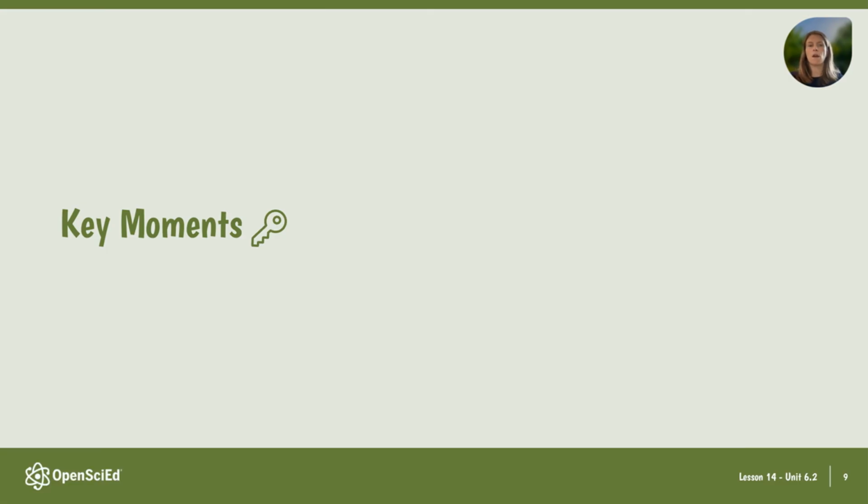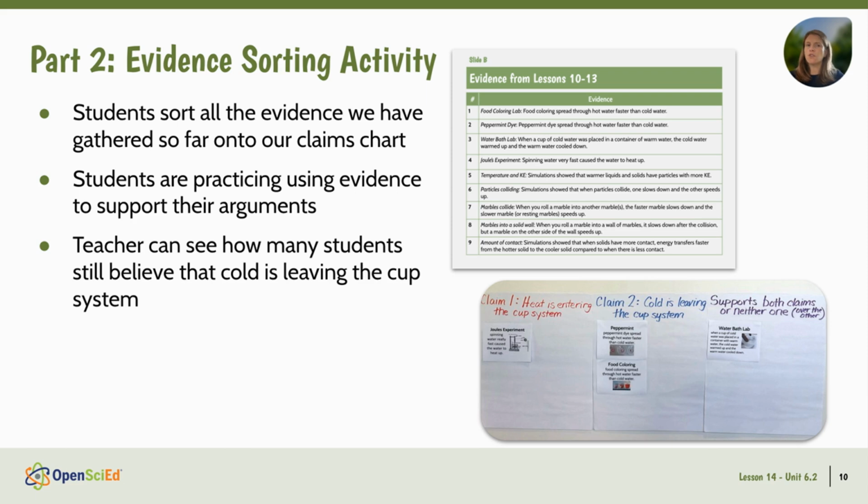I will highlight 3 key moments in this lesson. In part 2, we have our evidence sorting activity. We come back to the claims chart we started looking at lesson 11. Students first sort this evidence with their groups, and then in a science circle, we sort it as a class.